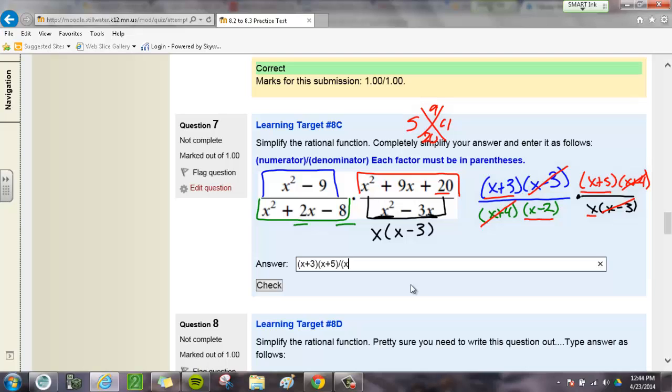Okay. So we divide that by x minus 2, and then times x. x plus 3, x plus 5, x minus 2, and x. Checking that.